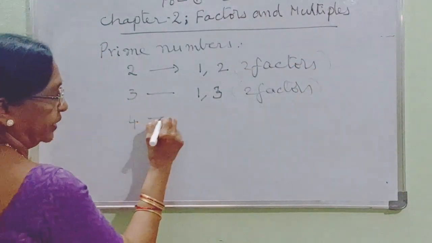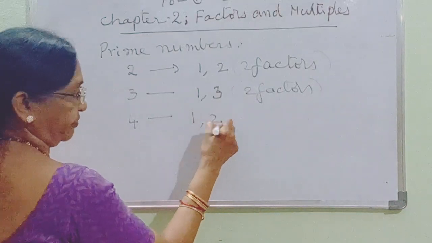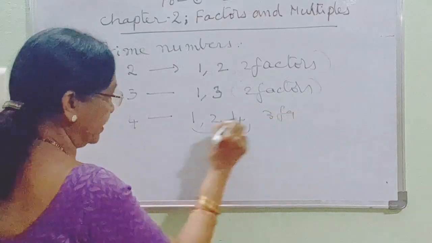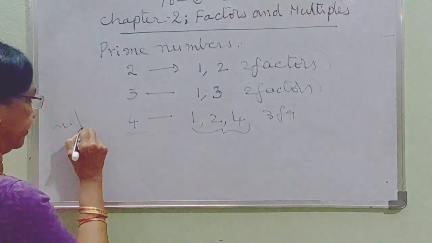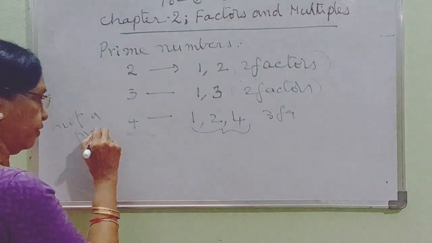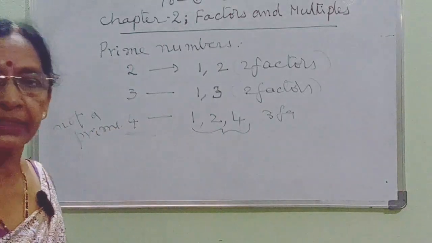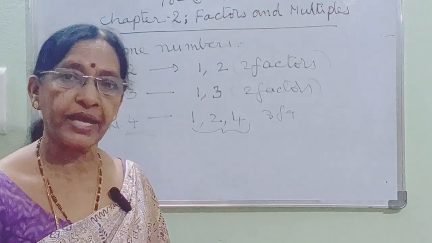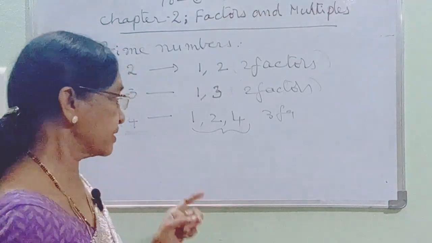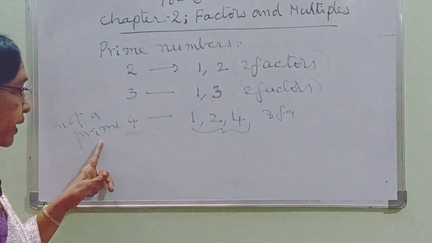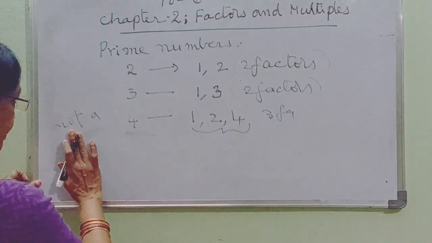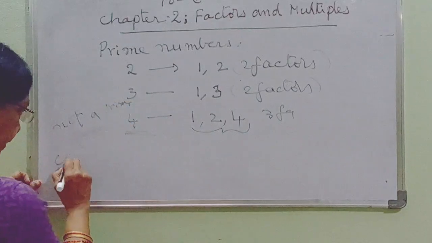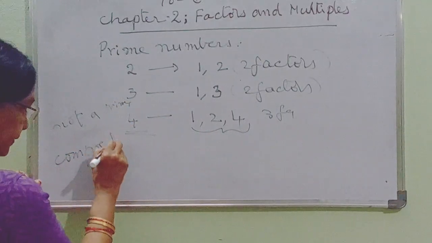If we take 4, it has 1 as a factor, 2 as a factor and 4 as a factor. It has 3 factors. Therefore, 4 is not a prime number. This number is called a composite number. A natural number which has more than 2 factors is called a composite number. 4 is not a prime, but composite.